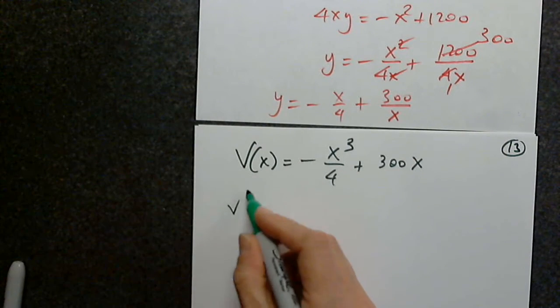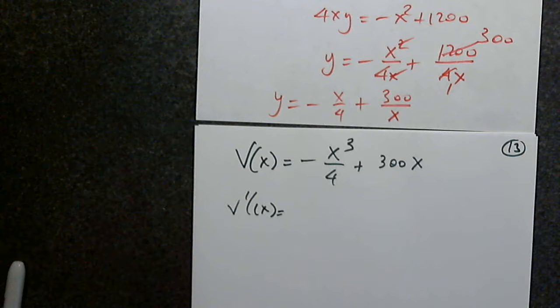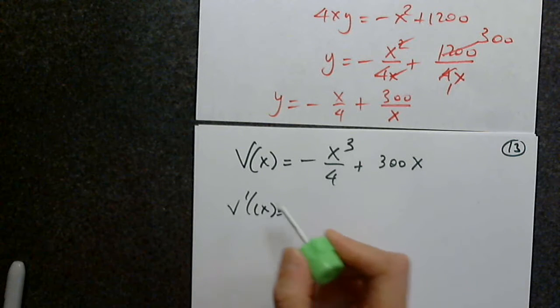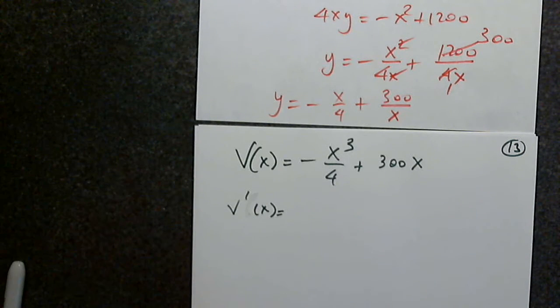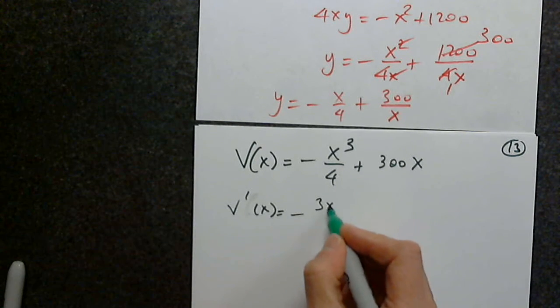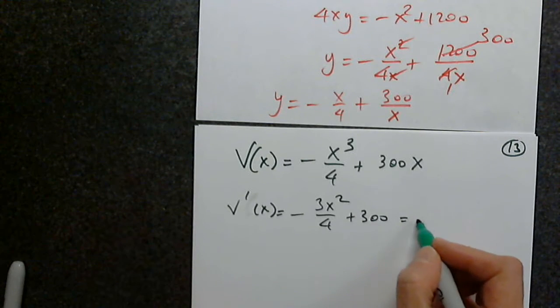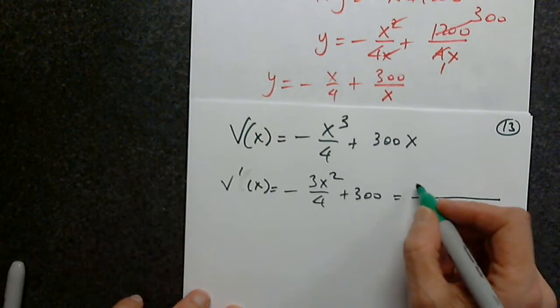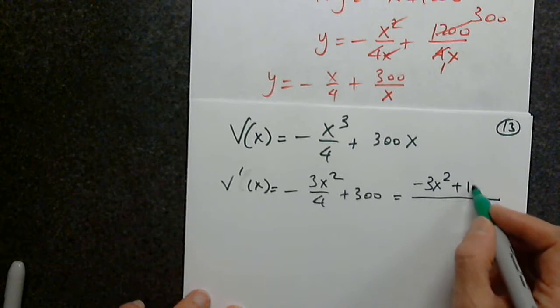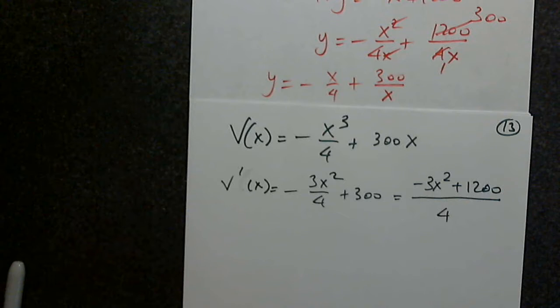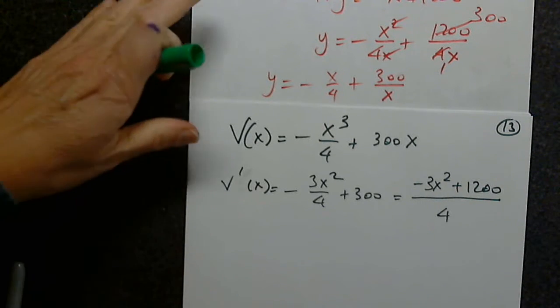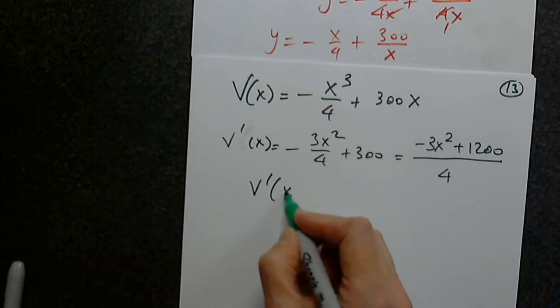So v prime, I don't know what I wrote there. Nobody knows. Sorry. So v prime of x is negative 3x squared over 4 plus 300. Remember, this is very important to change it into a ratio. Negative 3x squared plus 1200 over 4. We're adding fractions that do not have the same denominator. We have to find the least common denominator. So then I set this equal to 0.